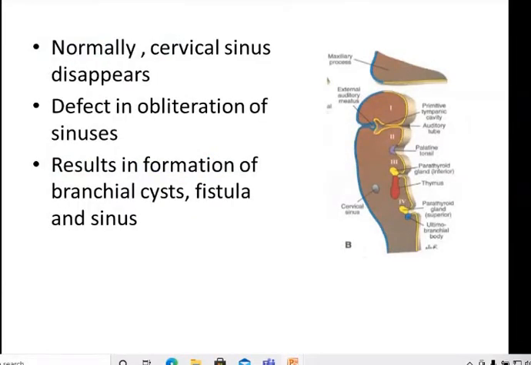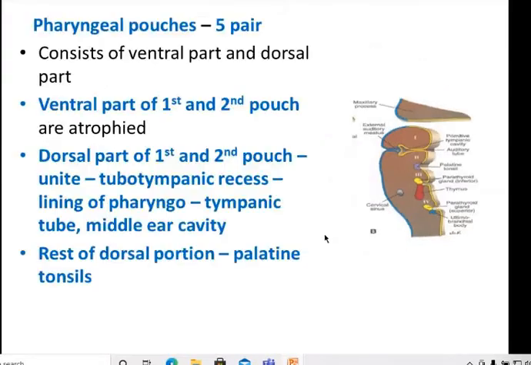Now, at the end of the 7th week, not only the clefts, even the cervical sinus, which forms at the end of the 5th week, has to disappear by the end of the 7th week. Sometimes what happens is that some part of the cervical sinus remains, and whenever it remains, it results in certain conditions like the branchial cyst, the branchial fistula, as well as the sinus. So if it persists, it will give rise to the formation of the branchial cyst, fistula, as well as the sinuses.